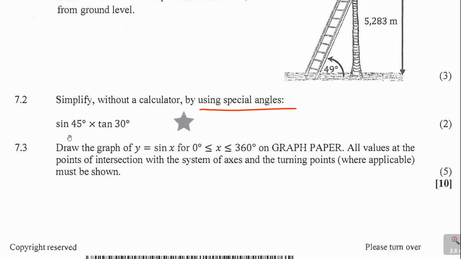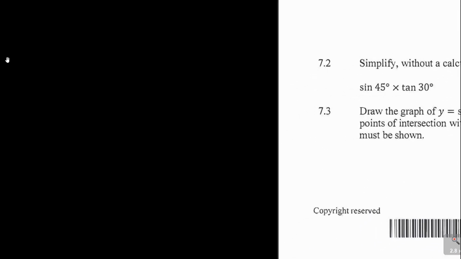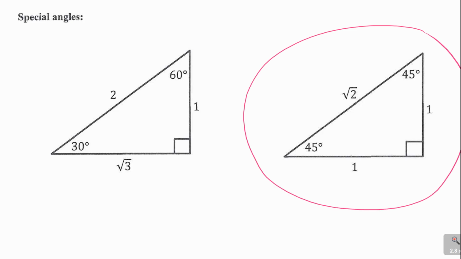So what they are saying is, you are given sine 45. Let me just write this down. They are saying sine 45 times tan 30. So you go to the special angle and identify 45. So we are using this one for 45.